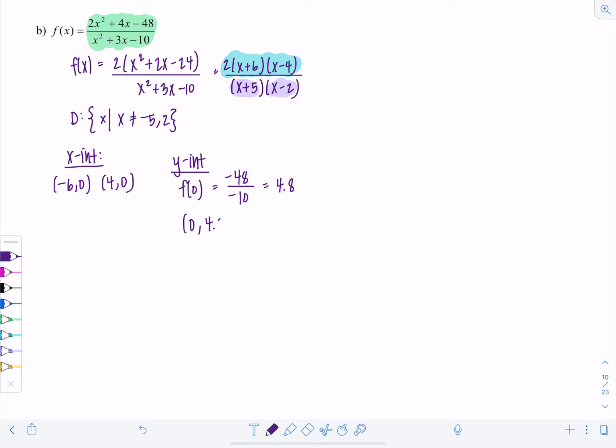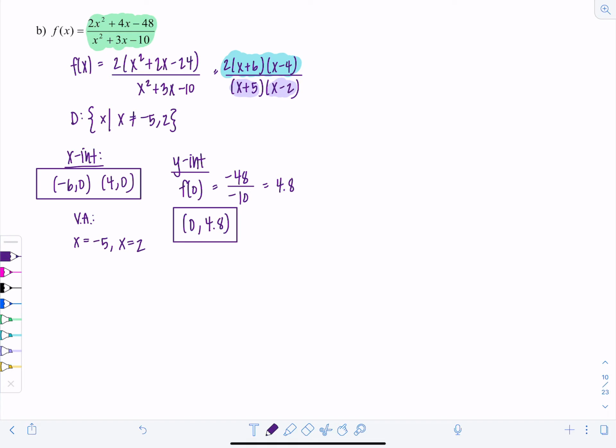So your y-intercept is at 0, 4.8. Let's box all of this good stuff because we're going to have to plot the intercepts. So let's make sure they stand out. Okay, now let's list our asymptotes. So vertical asymptote, do we have any? We sure do. We've got 2 of them at x equals negative 5 and x equals 2.